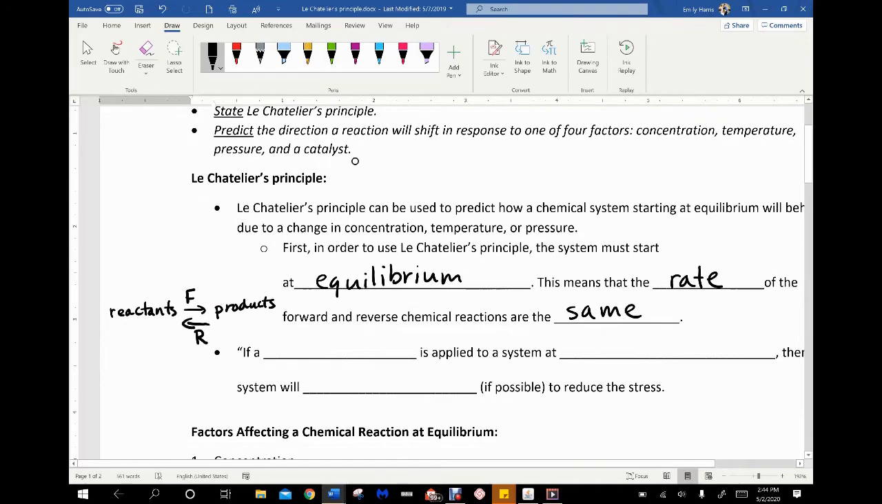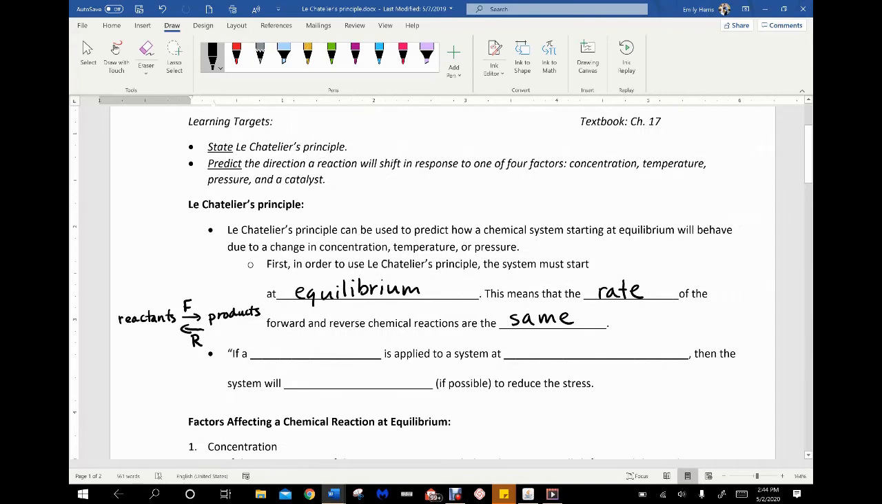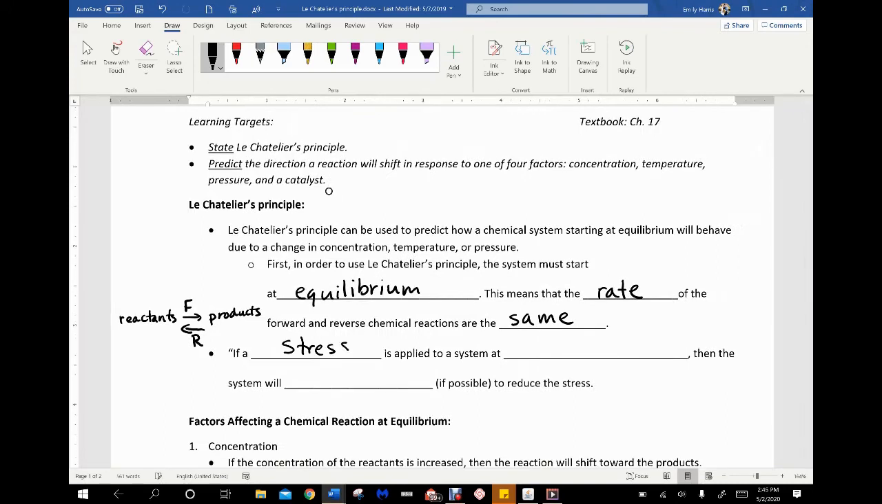And so what Le Chatelier's principle says is that if a stress is applied to a system at equilibrium, then the system will shift, if possible, to remove the stress. Kind of like us as students and teachers, if we're stressed by school, that often helps us long for summer a little bit more, which is right around the corner. And so reactions are the same way. Whatever stress is applied, they try to do the opposite and shift to reduce the stress.